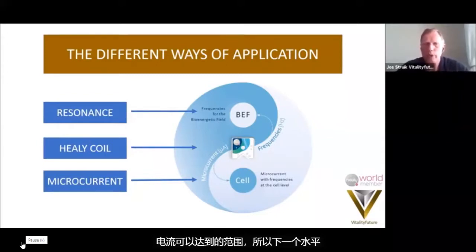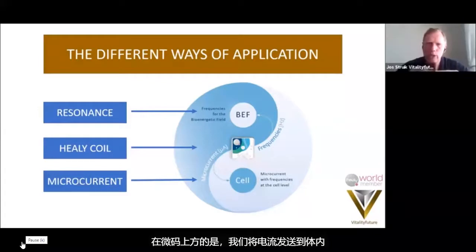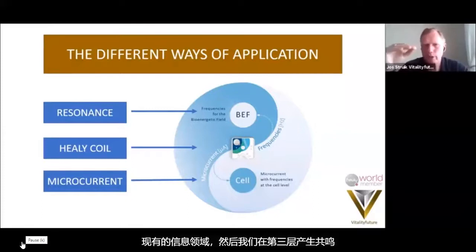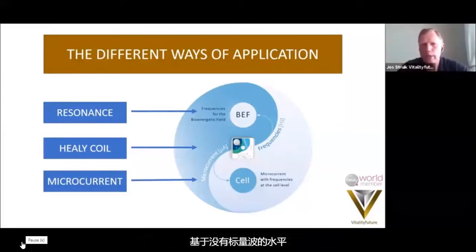So the next level above the microcurrent is that we send currents into the body that will touch the cells, but it will also touch the existing energy field or the existing information field. And then we have that third level, the resonance level, that is based on the scalar waves, where there is no time and place. And we touch the highest level of information, of intention, feelings.